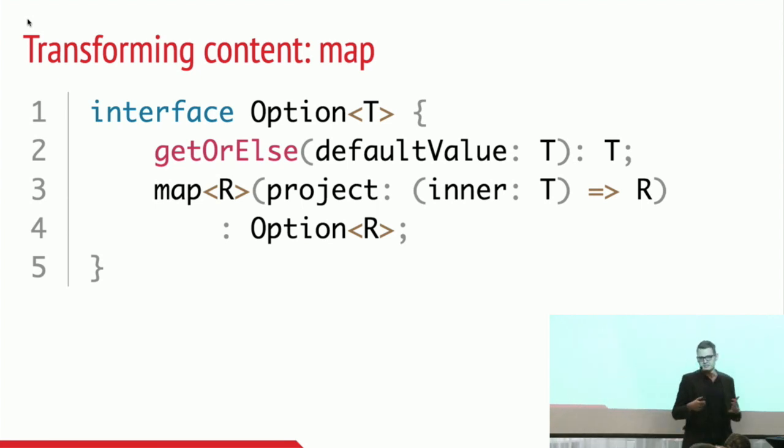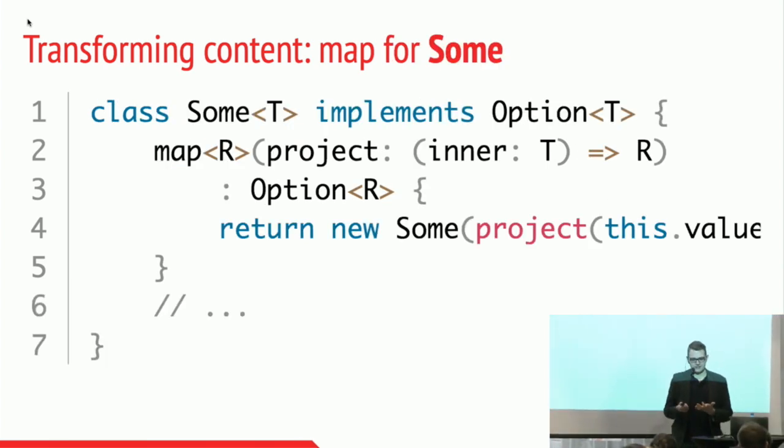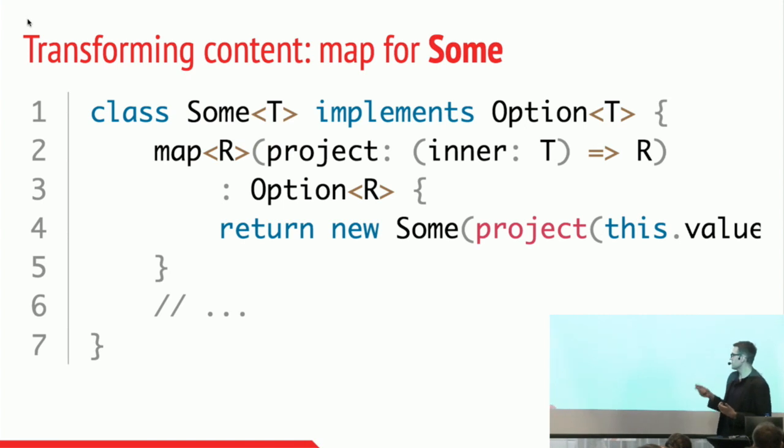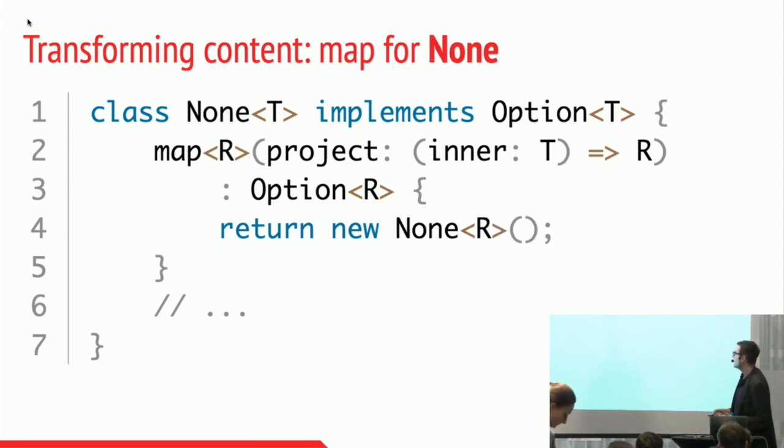Map on Option is exactly the same. It takes a function and applies it on the value if it's there. But if it's not there, it just leaves an empty Option. So as simple as that. Yeah, the implementation is very straightforward. So for Some, we just take this project function and apply it on this .value. And for None, we simply return a new empty Option, a new None.